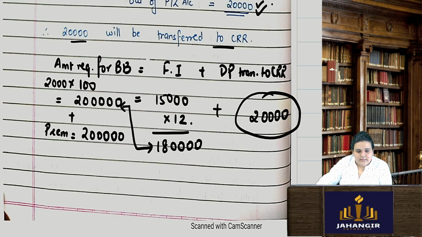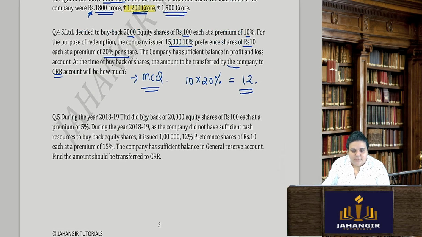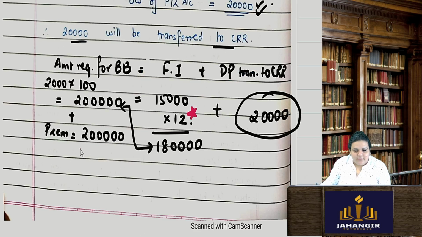Here I am using the premium amount also because buyback can take place from premium. You can use the securities premium account for the buyback of equity shares. Alright, they have already told me there is enough money in my P&L account. That means I'll be able to write off this premium also, and obviously I'll write it off with the help of my P&L account. So there is a lot of money in my P&L account.